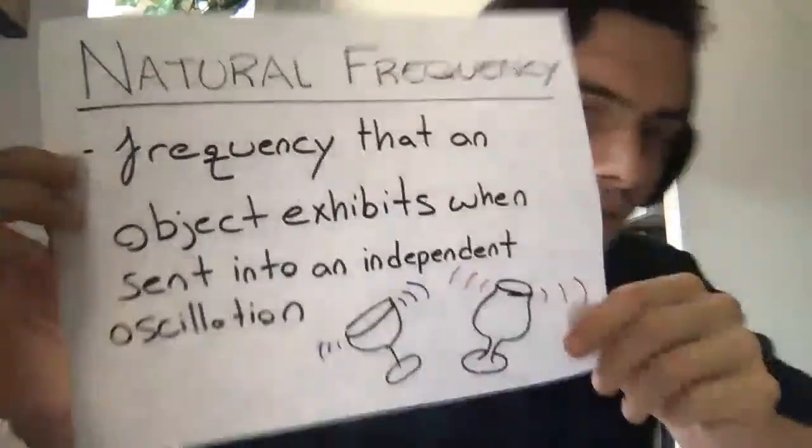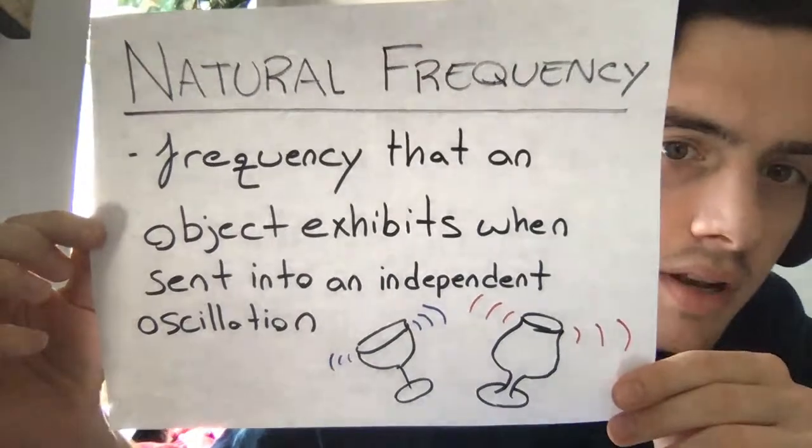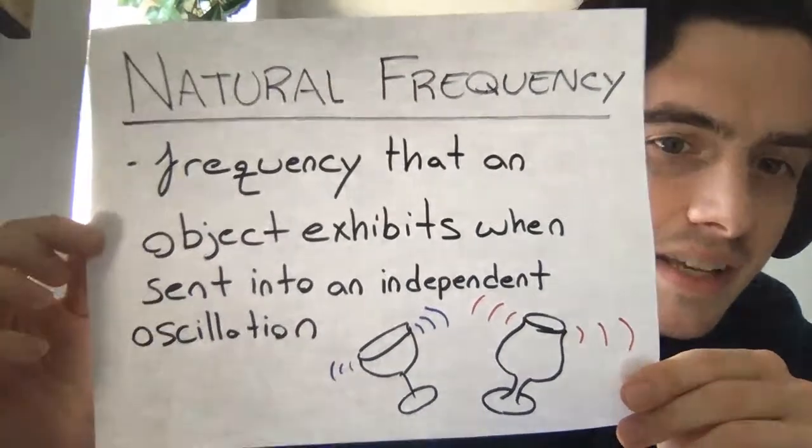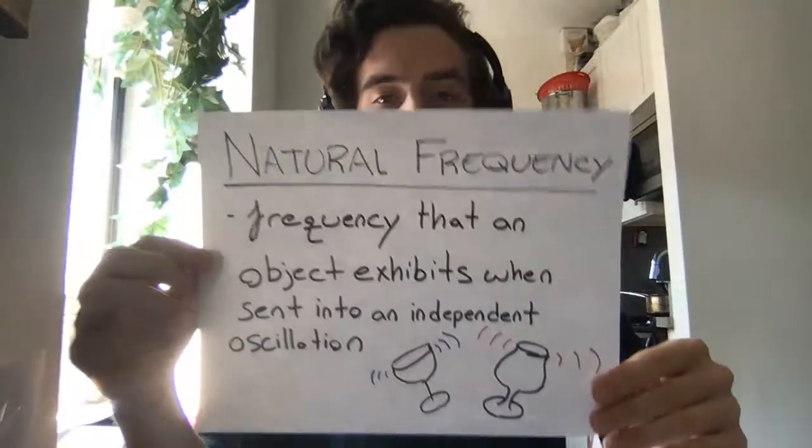Okay, so I just have like a definition here. I'll put these on Classroom too, like pictures of them, so you don't have to write anything down. But this is the frequency that an object exhibits when set into an independent oscillation. All right, independent, what does that mean? Well, it means that when I tap it, yes, I set it into an oscillation, right? Because I hit it, but now it's oscillating free of anything else. Nothing's making it oscillate but the glass on its own.